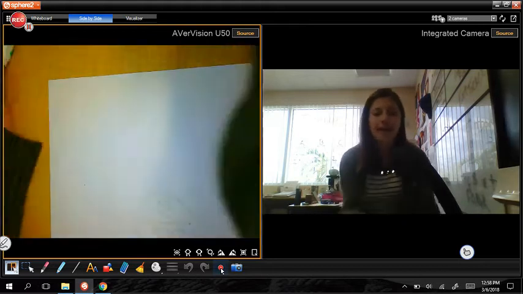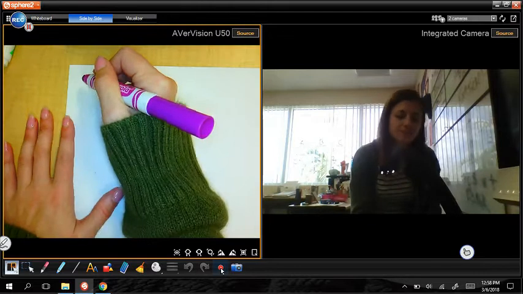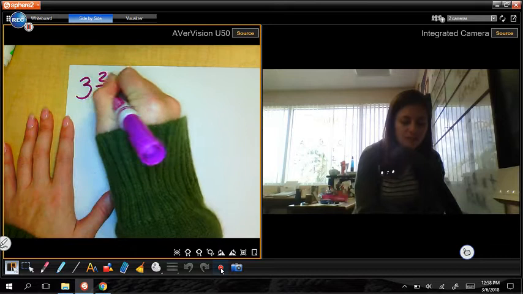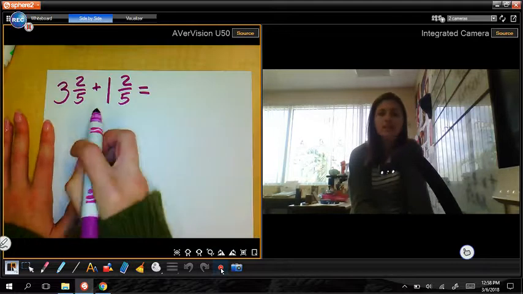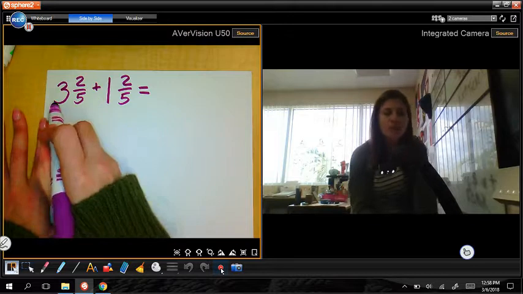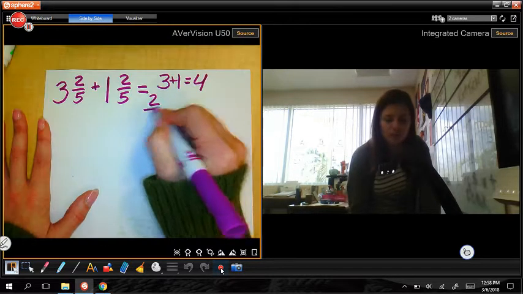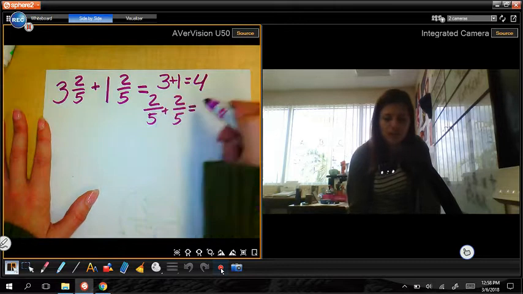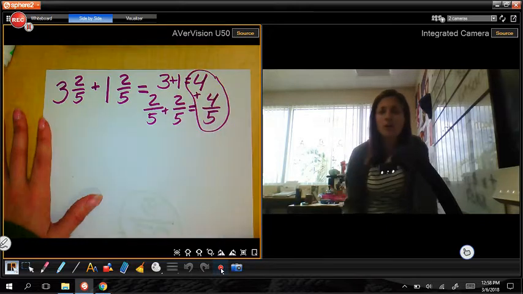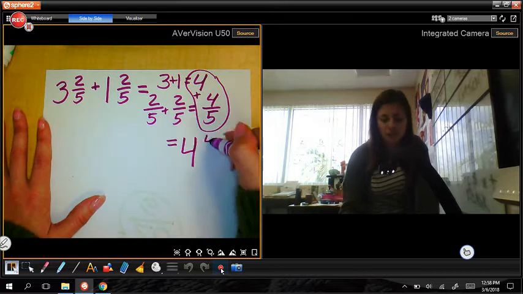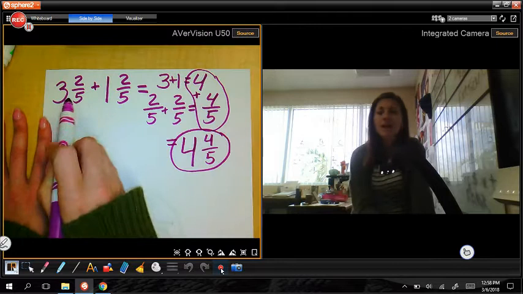So let's say that I had 3 2/5 plus 1 2/5. Well, like we learned last week, when I'm adding my mixed numbers, I'm going to add them one piece at a time. So first I'm going to add my wholes. That's 3 plus 1. That gives me 4. And then I add my fractions. 2/5 plus 2/5 gives me 4/5. So then I combine these two, 4 and 4/5, and my mixed number answer is 4 and 4/5. So now I've converted it by adding my mixed numbers.